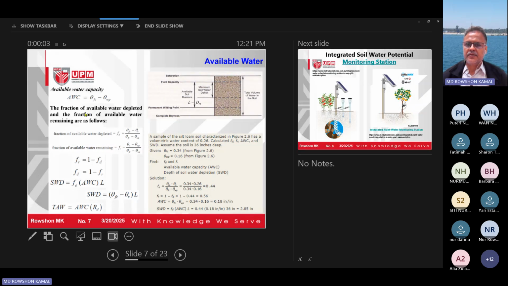I think you have studied this in soil engineering, available water capacity or available water holding capacity. You can find these are the formulas. I think you know about the field capacity, you know the wilting point. Have you studied these terms, field capacity, wilting point, during your soil engineering course? Are you familiar with these terms? You should.